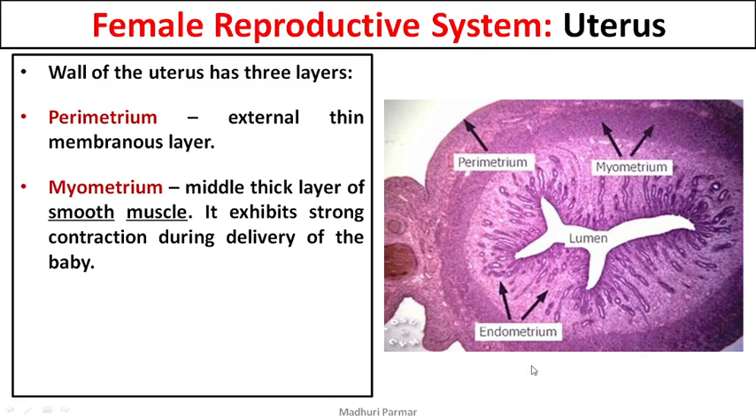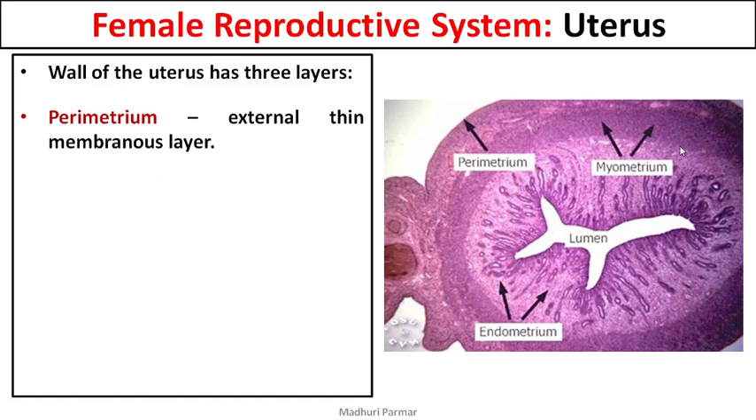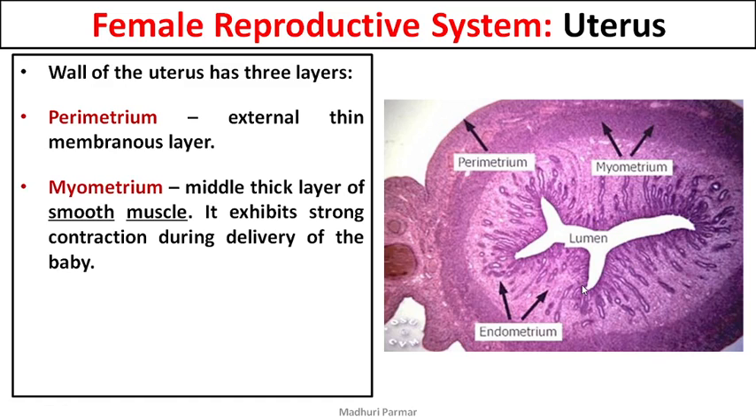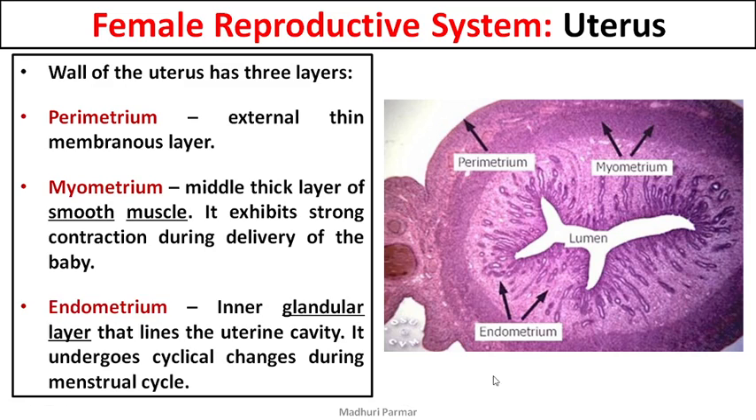If you have ever wondered what muscles are involved in pushing the baby out, it is the muscles of the uterus. The baby will be present inside the uterus, right? So the uterus has to contract and then only the baby will be pushed out.